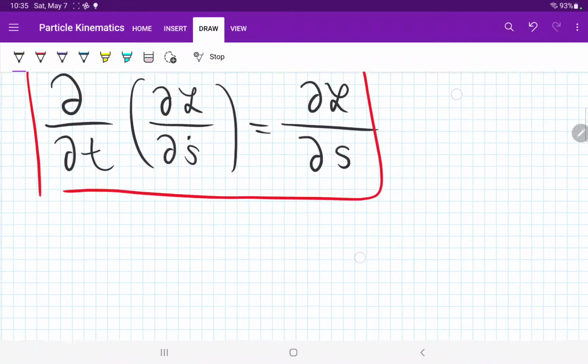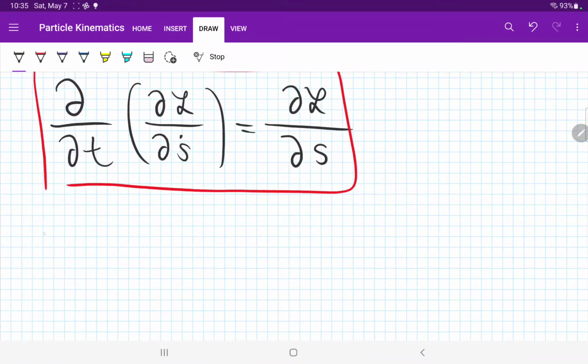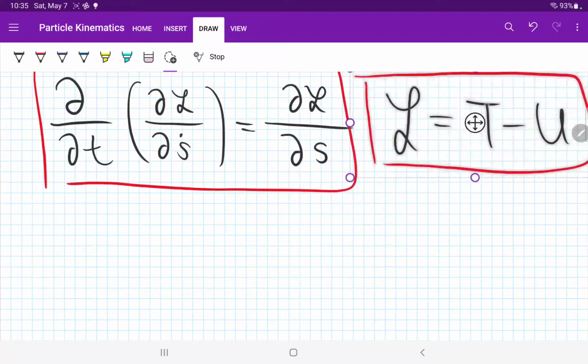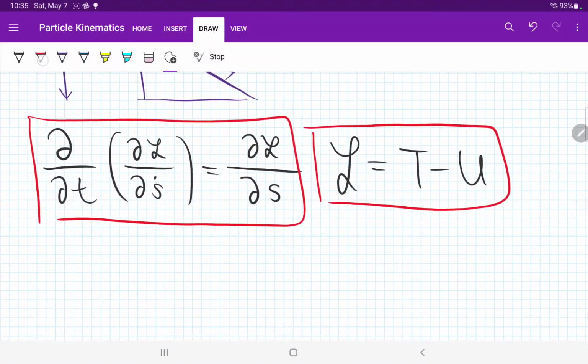But it comes with another equation that is also pretty important with it. So that equation is L is equal to T minus U. I probably should have written this one first. And I will make sure I drag this one up here next to it. So these are our two equations. Now what is this one called? This is the Euler-Lagrange equation.